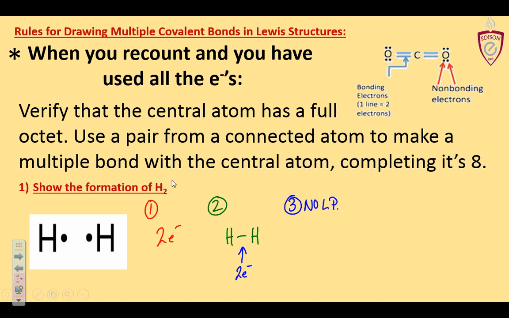And then the last part, we're going to do our check. Let's start the number check. We had 2 electrons to start with, and we're ending with 2 electrons.